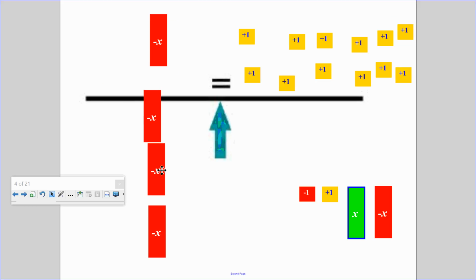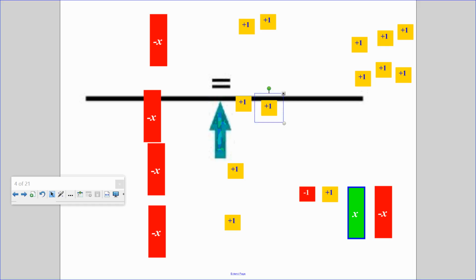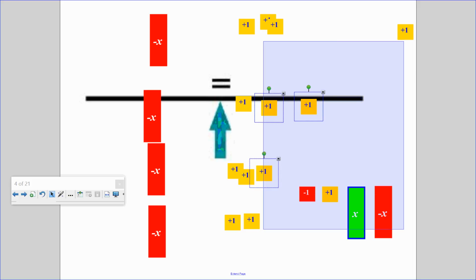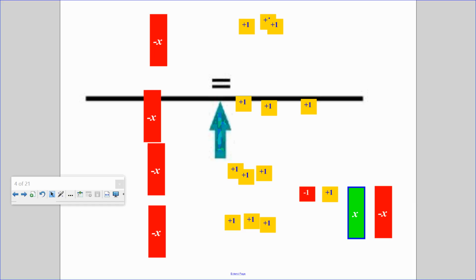So let's distribute it. Let's put them in groups. So we have 12 positive. We need to split them or divide them into 4 groups. So dot, dot, dot, dot, dot. This one goes here. This one goes here. This one goes here. This one goes here. This one goes here. This one goes here. This one goes here. And this one goes here.